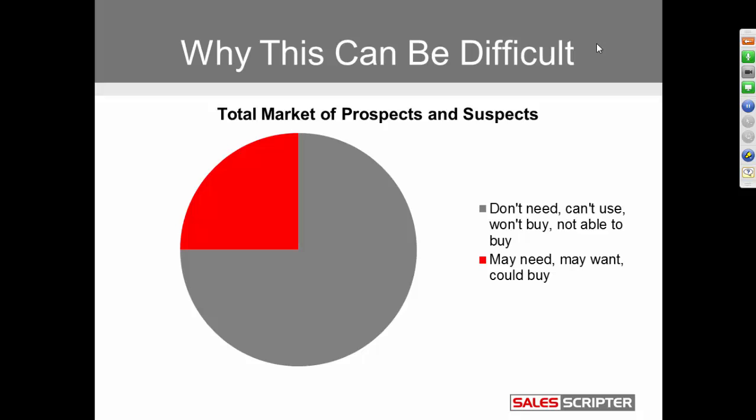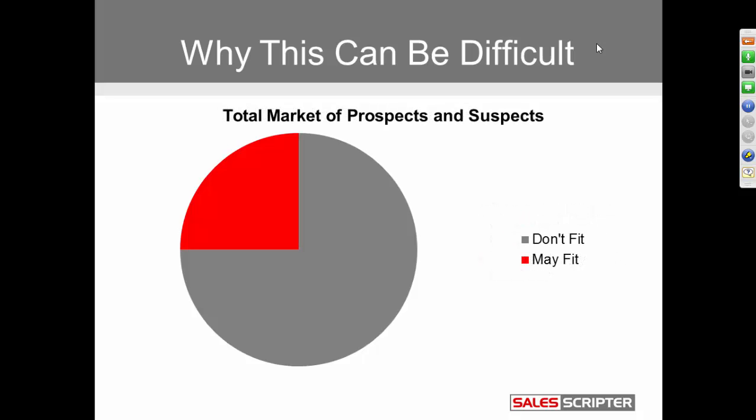And so what you want to do is separate these. When you're prospecting, you want to be sure that you're focusing on the red slice, the smaller slice. If we simplify the labels, the bigger piece is prospects that don't fit at all. Let me give you an example of one that doesn't fit at all.